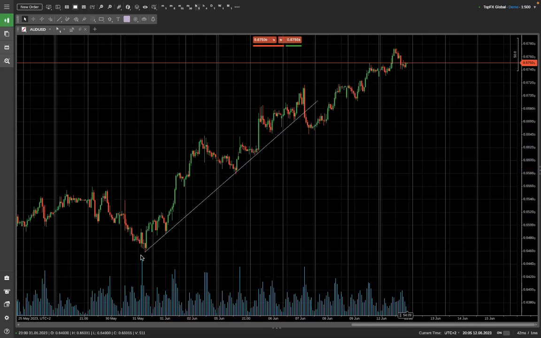So first touch, second touch, third touch, almost fourth touch, another swing high, right? So swing high, swing high, swing high, higher low, higher low, higher low, higher low, and then we got another swing high, and the trend line is broken. Okay, so what does this trend line tell you?